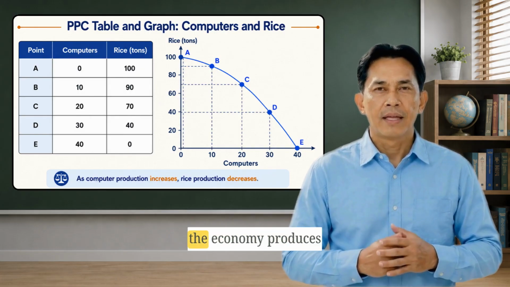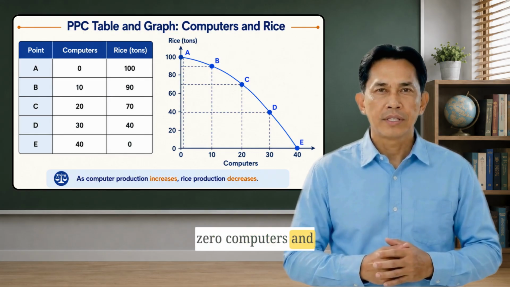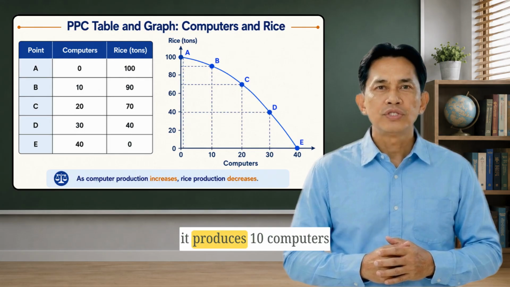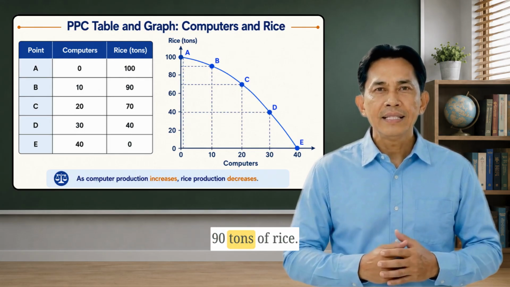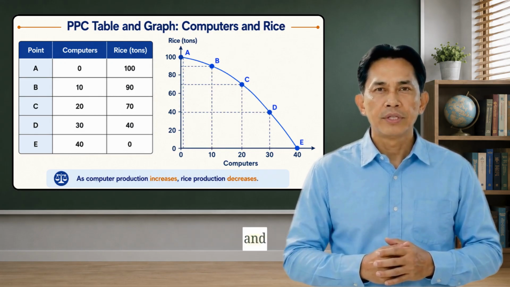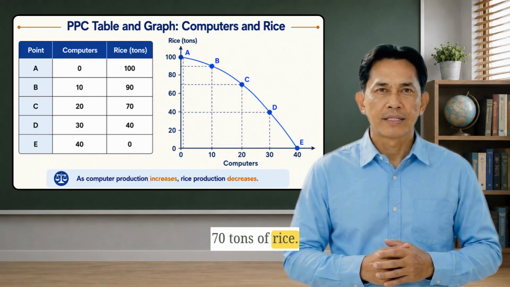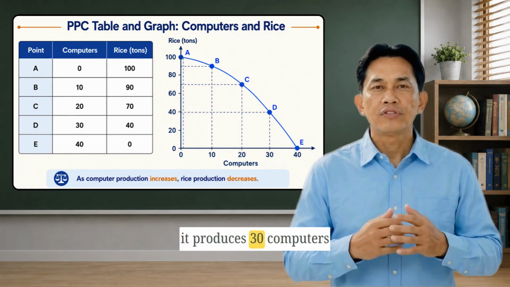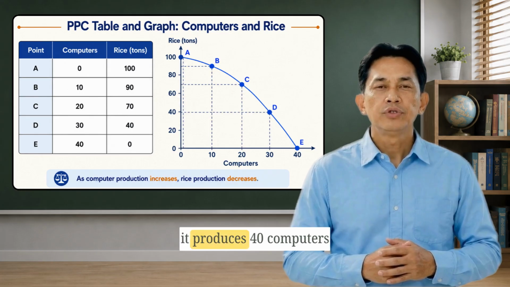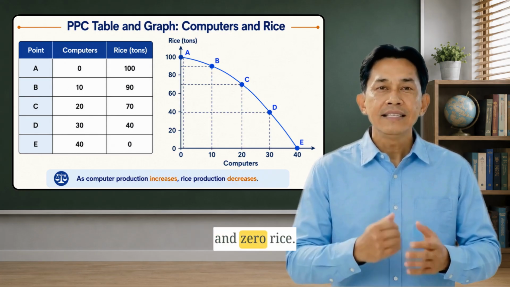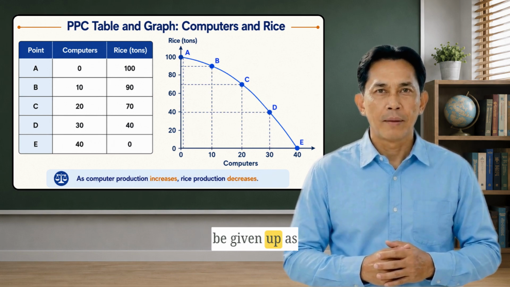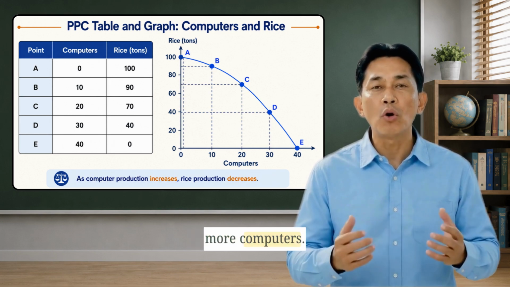At point A, the economy produces 0 computers and 100 tons of rice. At point B, it produces 10 computers and 90 tons of rice. At point C, it produces 20 computers and 70 tons of rice. At point D, it produces 30 computers and 40 tons of rice. At point E, it produces 40 computers and 0 rice. The table helps us see how much rice must be given up as the economy produces more computers.